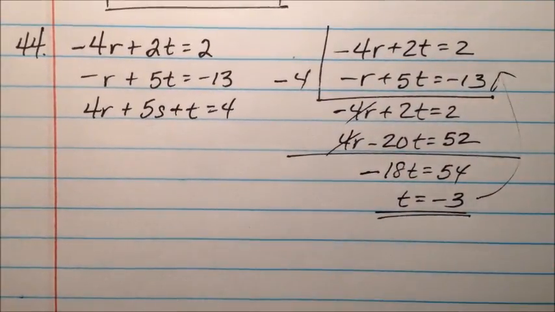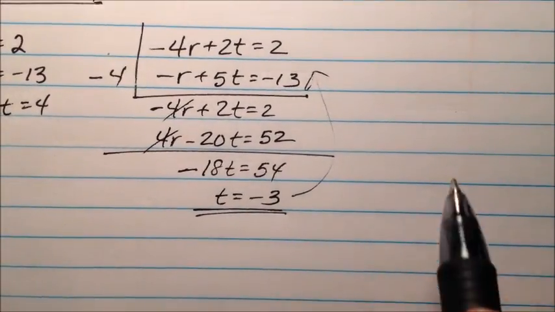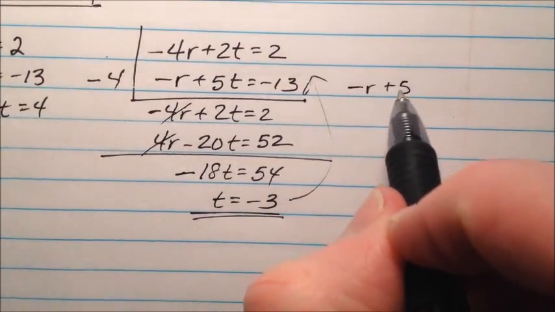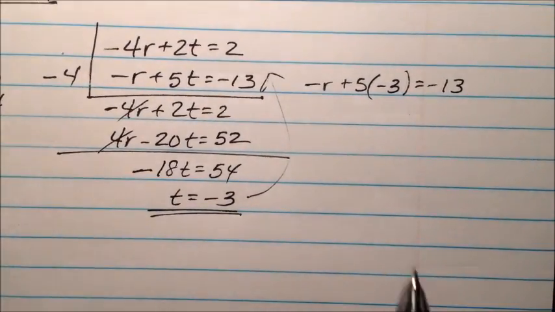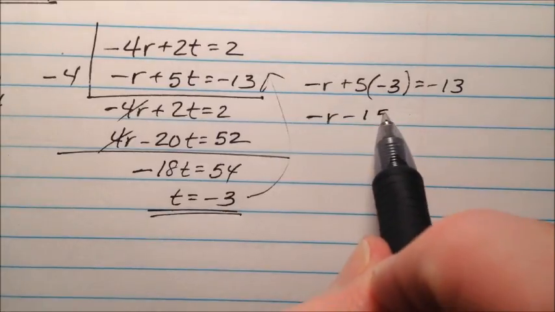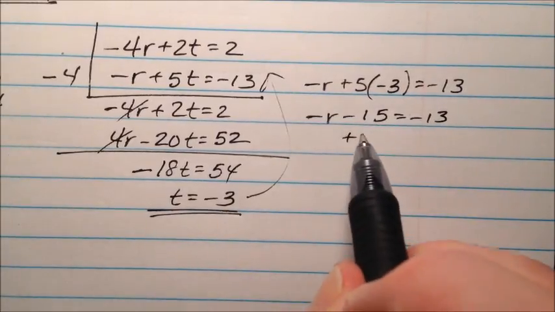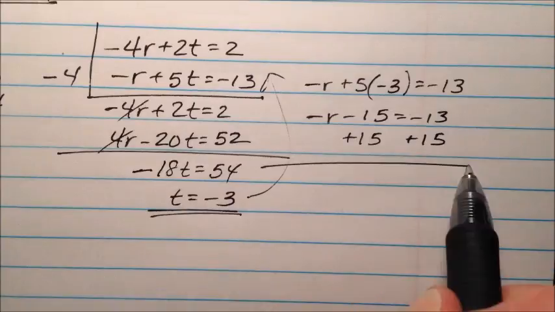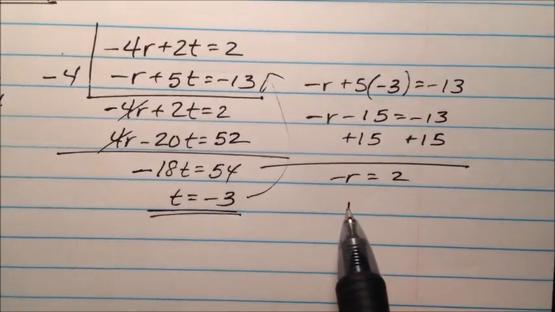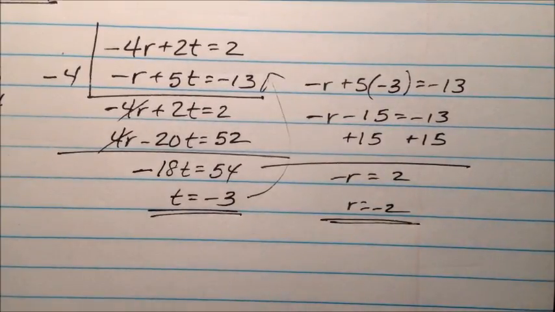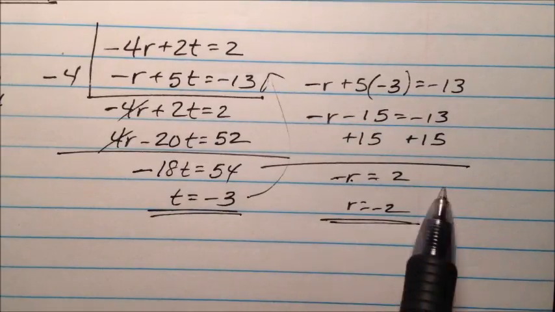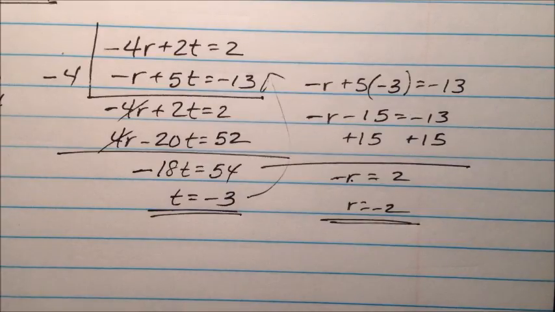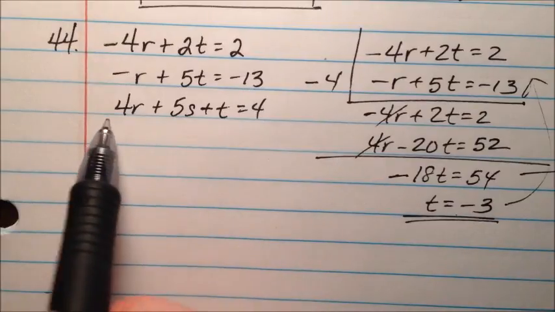So if I plug it back in right up here, I can solve for r. Negative r plus 5t, and t is negative 3, equals negative 13. So negative r minus 15 equals negative 13. Let's add 15 to both sides to get that r by itself. So r should be negative 2. Okay, so basically we took negative r equals 2 and divided both sides by negative 1, just if you were wondering.